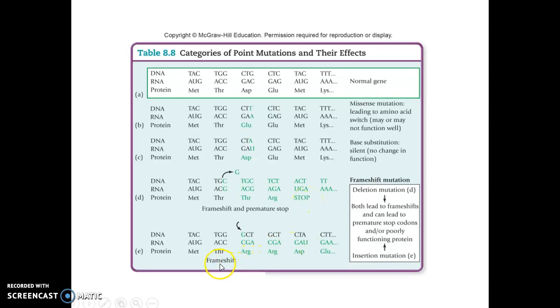All right, here you also have a frame shift, but this frame shift is due to an addition of a guanine in the DNA sequence. So the methionine threonine is correct, except now instead of the aspartame, you have an arginine. And it's going to alter or shift the remaining sequences and how the sequence is going to be read for the amino acids to be added to the protein.